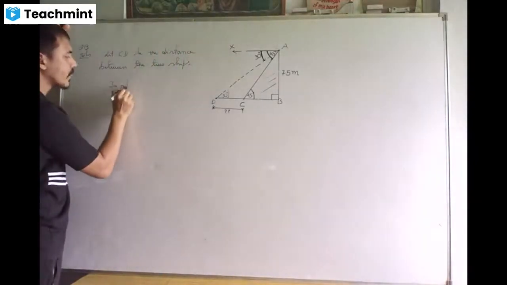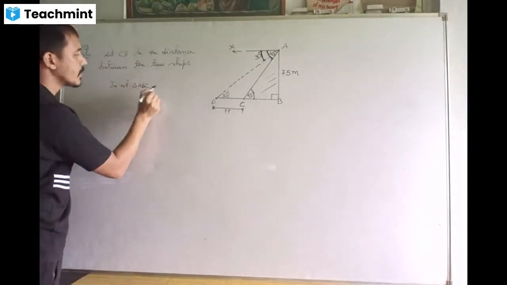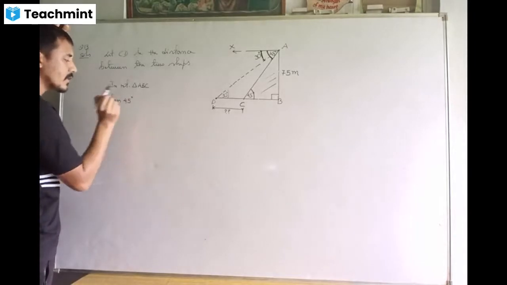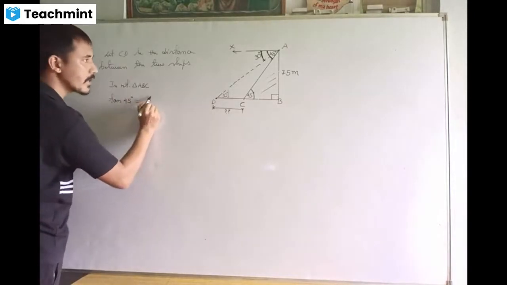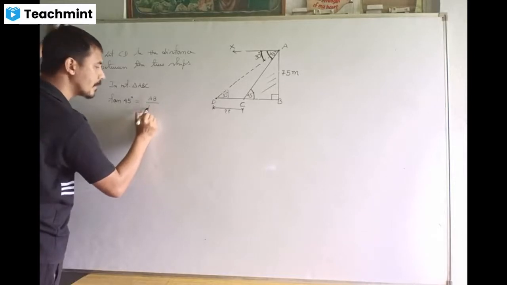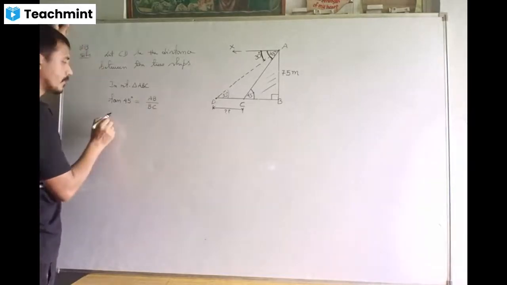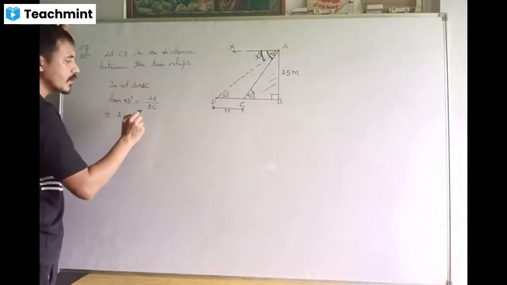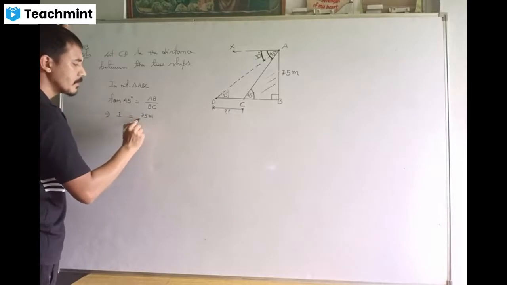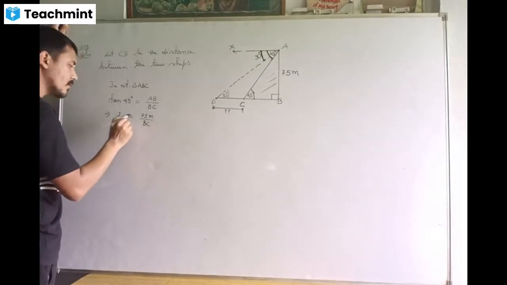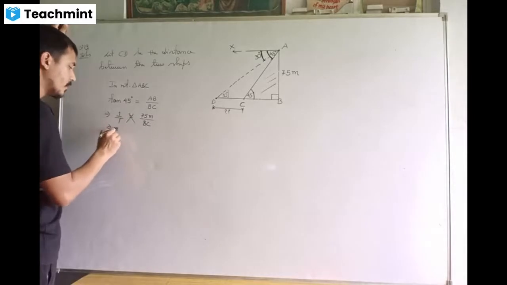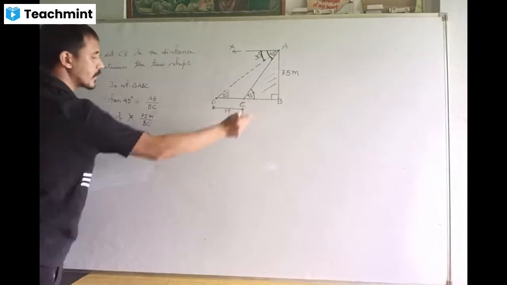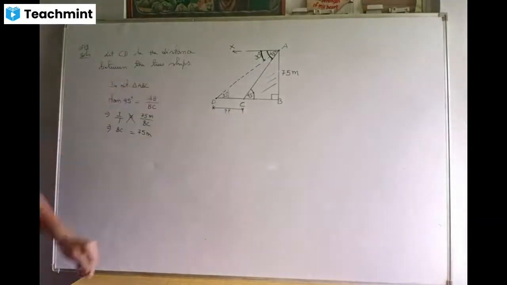So, in right triangle ABC, angle theta is 45. So tan theta means side opposite to angle theta upon side adjacent to angle theta. The value of tan 45 is 1. AB is 75 meters. BC is unknown. So if you cross multiply this relation, we obtain BC as 75 meters.